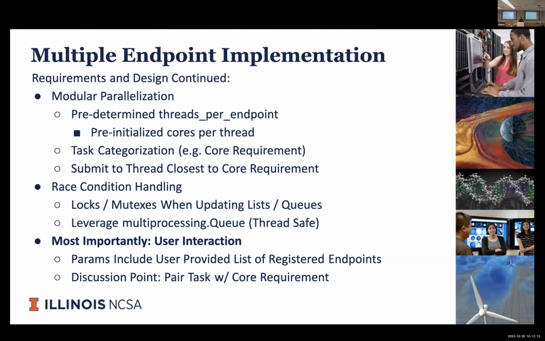And most importantly, I think it's important for us to have a well-thought-out user interaction system, specifically in the way that we have that user-provided list of registered endpoints. We don't want the users to directly edit the file and include their endpoints within the configuration. We want it to be in some way that they submit their auth with the endpoints so that we can directly implement it. Another discussion point that I would want to discuss later is how we want to establish that pair with tasks and their core requirement, or the amount of compute we think is required.